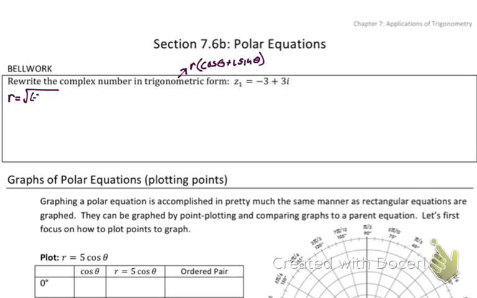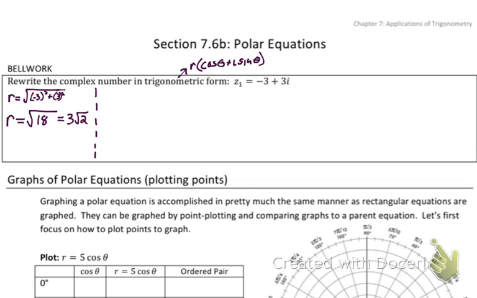So we're going to have negative 3 squared plus 3 squared. And we can write bigger than that. So we're going to have r equals the square root of 9 plus 9, so square root of 18. 9 goes into 18, so I can rewrite 18 as 9 times 2. So I can rewrite this as 3 square root of 2. That is my r value.